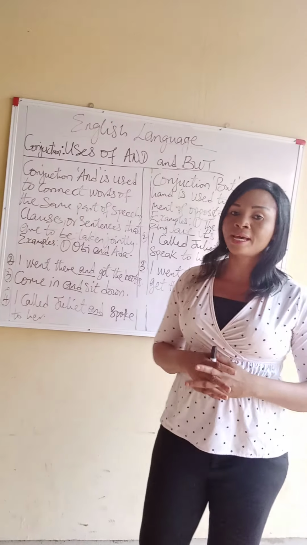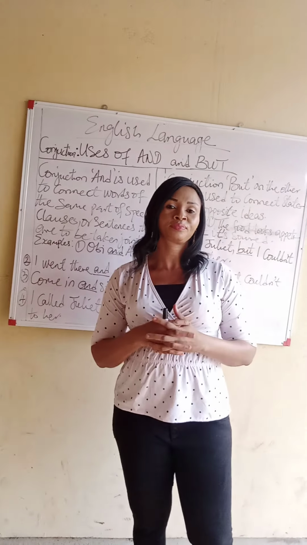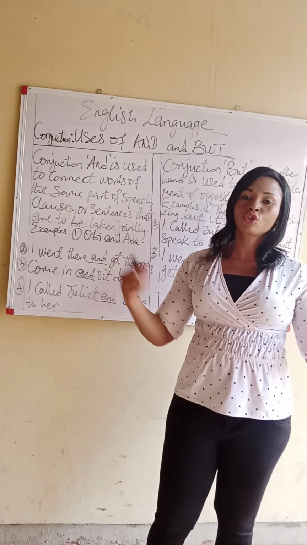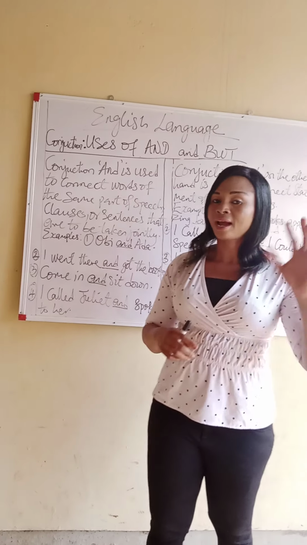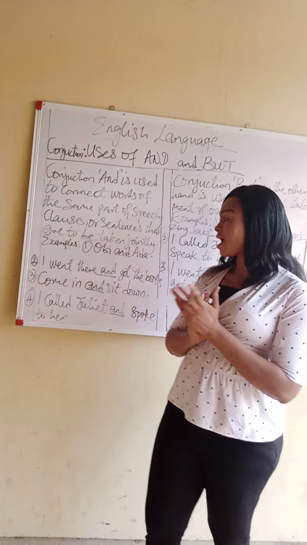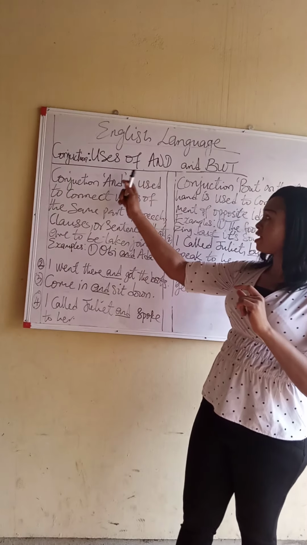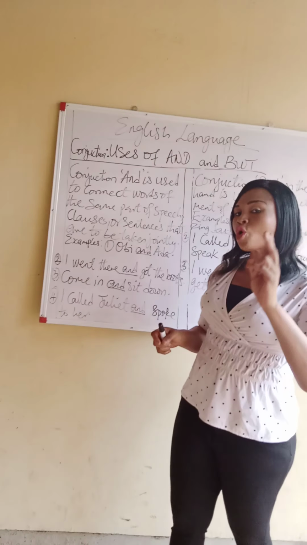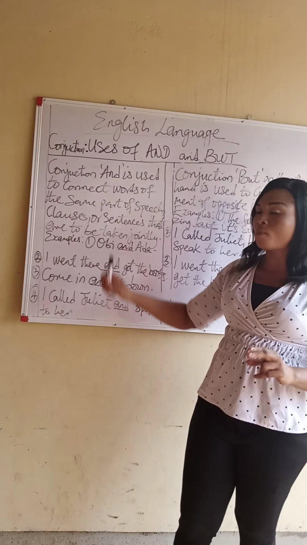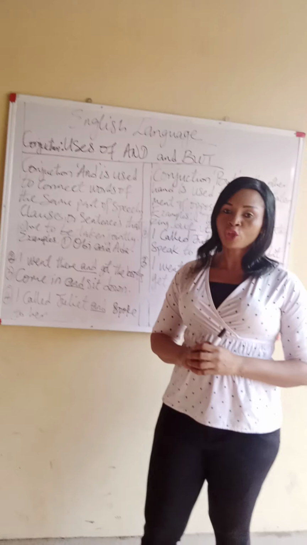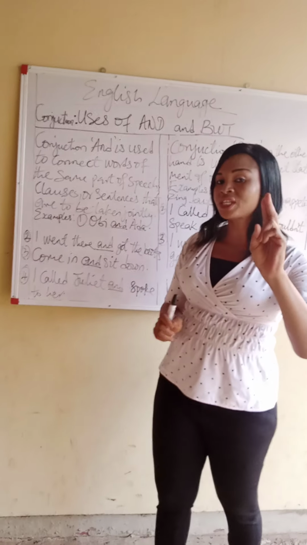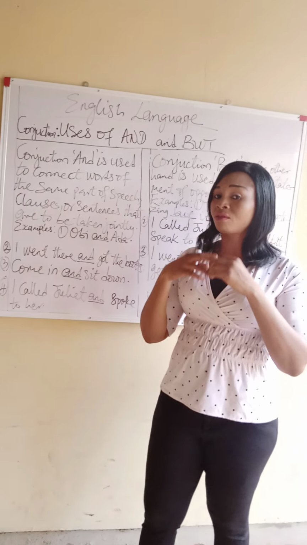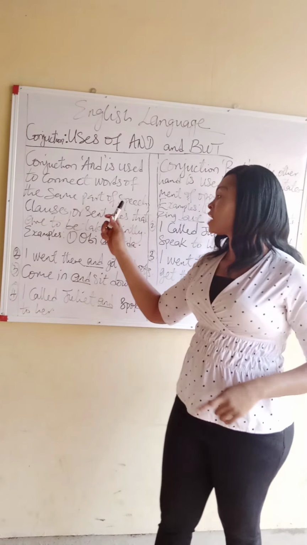Another example is this: come and see. Come is a verb. See is also a verb. So to connect them, we use "and". Come and see. All right, another usage of "and" is we use "and" to join two positive clauses to form a sentence. What do we mean? Whenever we have two positive clauses, we use "and" to join them. And whenever we join them with a conjunction, it forms a sentence.